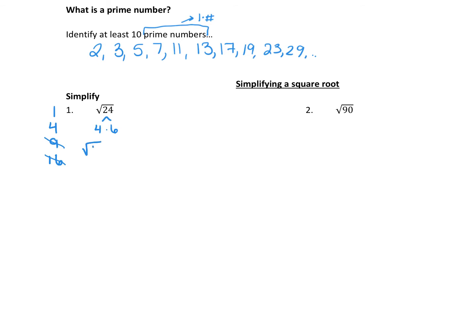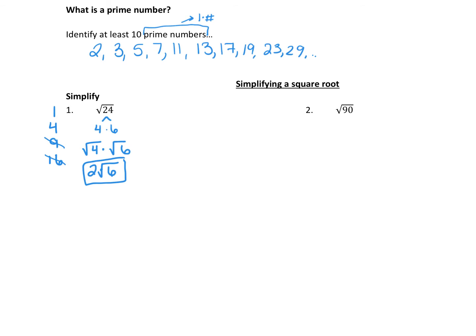So that means the square root of 24 is the same as the square root of 4 times the square root of 6. Well, we know that the square root of 4 is 2. So this will become 2 times the square root of 6. And that is how we simplify the square root of 24.